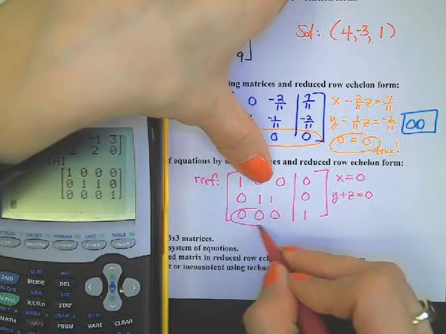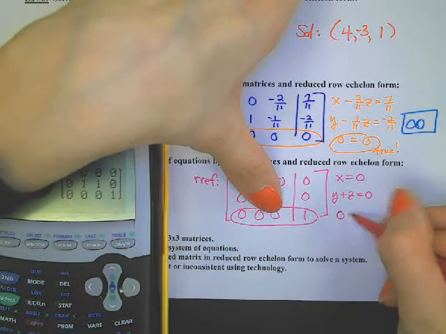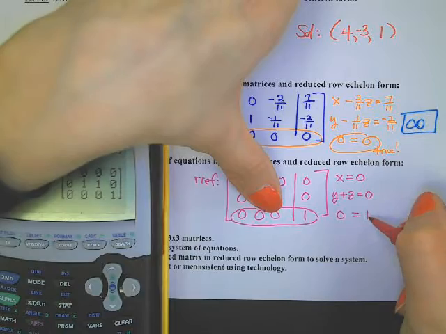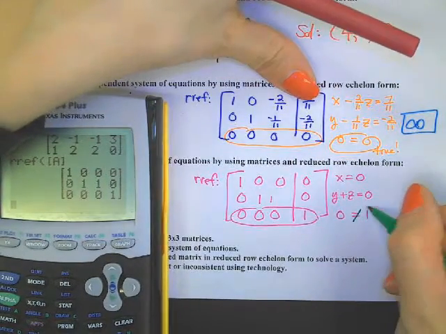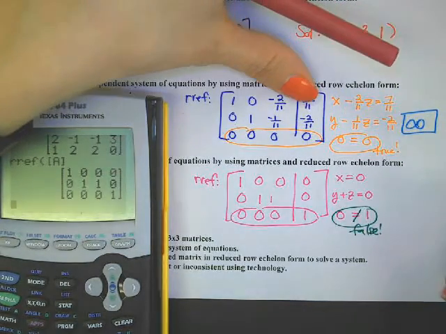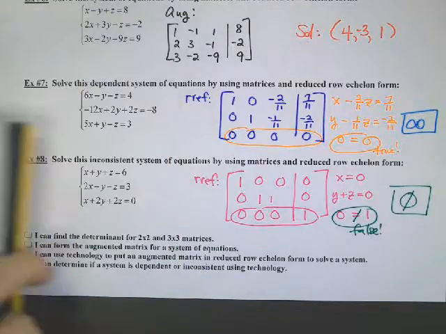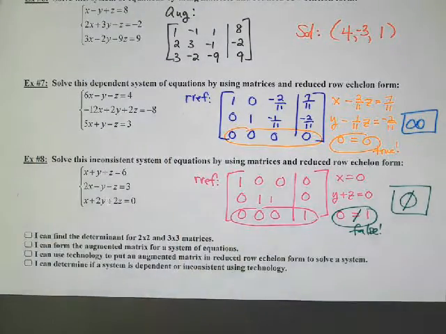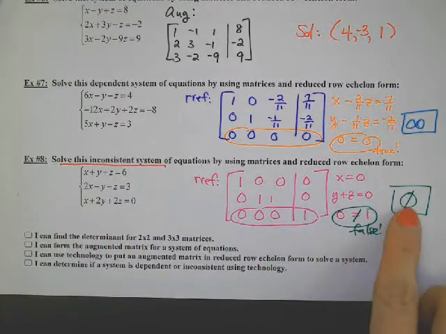But this is where it gets weird. What does this equation say? It says 0 equals 1. And 0 does not equal 1. Okay, that is not true. When you get something that is false, remember what you're supposed to say? No solution. In fact, if we look at the directions here, it says solve this inconsistent system. So I knew that we were going to get no solution.